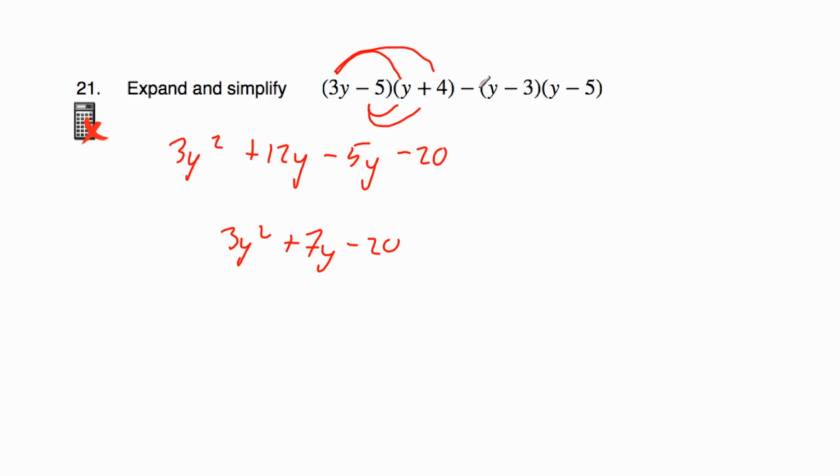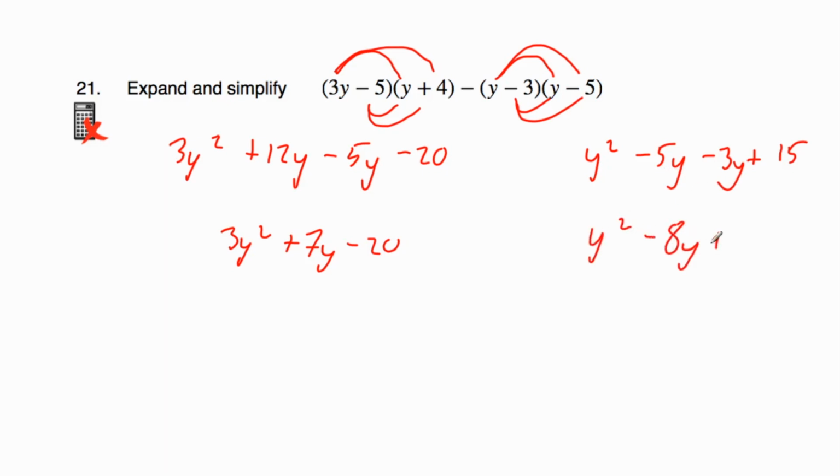Now we've got to take away what we get after we expand our second pair of brackets. So let's just expand our second pair of brackets to begin with. So y times y is y squared. Y times minus 5 is minus 5y. Minus 3 times y is minus 3y. And minus 3 times minus 5, well, negative times a negative is a positive, and 3 times 5 is 15. Now, let's collect our like terms. We've got minus 5y minus 3y. Well, if we had minus 5 and we take away another 3, that'll be minus 8. So we'd have y squared minus 8y plus 15. Okay, so we've expanded and simplified.